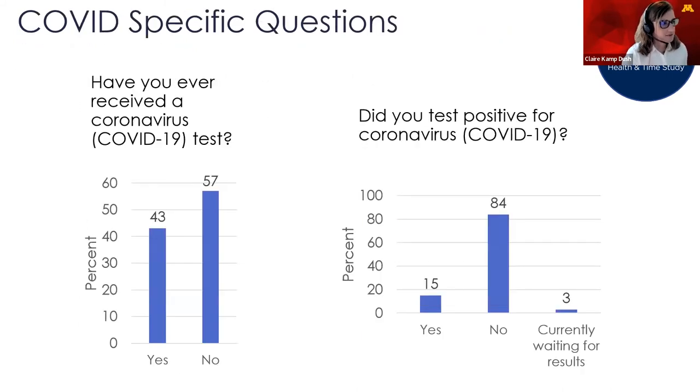Some other COVID-specific questions we asked people, have you ever received a coronavirus test? And about 57% of people at that point had not, which is, as somebody who does a lot of testing now that they're more widely available, it was surprising, but this is when it was harder to get a test. Did you test positive for coronavirus? We had about 15% who had a test that said, yes, I did, and about 3% were waiting for results.